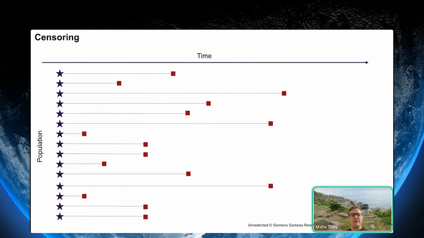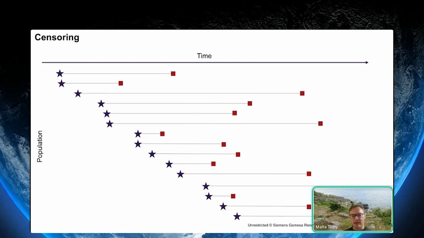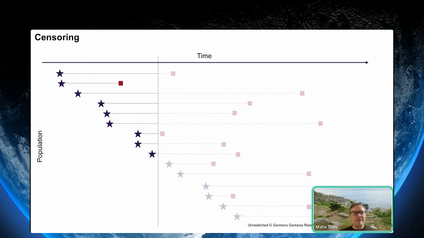But there's one elephant in the room here, that is that this picture here that I have of the population is a bit idealistic and not really realistic, because what we have in practice is that we don't start up all the components at the very same time, but they are started up at different times. And we don't see all the failures at once. We don't have the entire data set, but we are also somewhere in time, and we can only look into the past. We can't look into the future. So we might have a situation like that one.